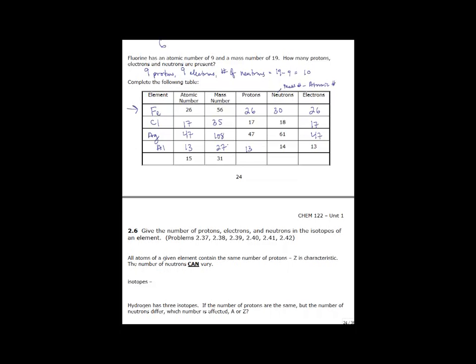Okay, so the last entry, I'm given the atomic number, so I can look up the identity. That's phosphorus. Given the mass number, so the atomic number tells me the number of protons and the number of electrons. And I can figure out the number of neutrons by subtracting the mass number, so 31 minus 15 gives me 16.